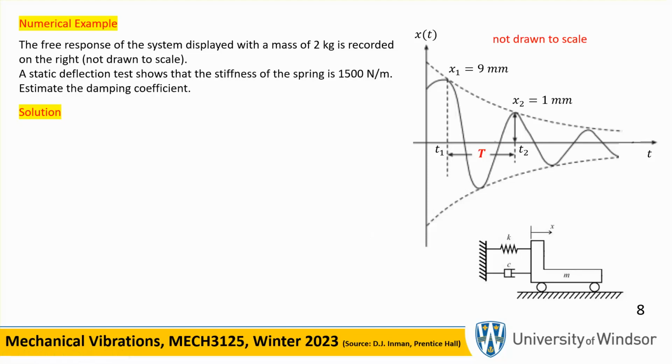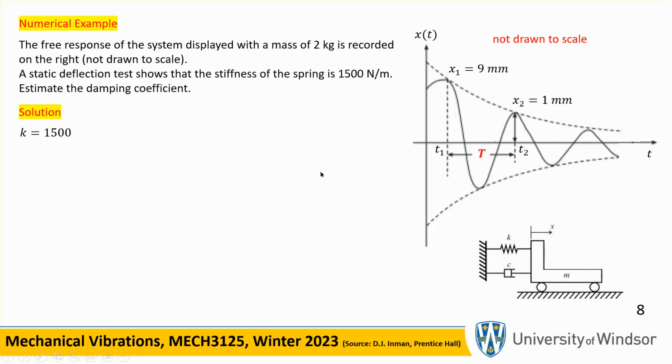You hang a weight on it to see how much it stretches, and the force, the weight of the thing that you attach, divided by the displacement gives you the stiffness. Suppose this stiffness, either we knew it or we did the measurement, came out to be 1500 Newton per meter. Based on this curve generated by actually measuring x once we let it move, we want to estimate the damping ratio.